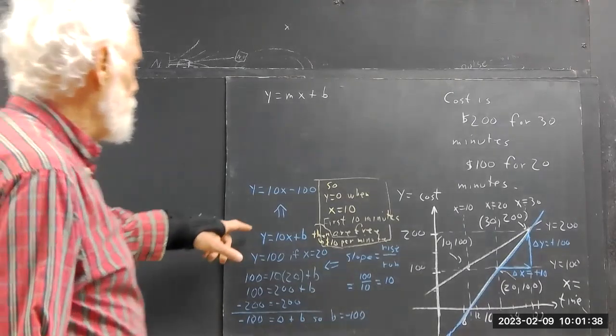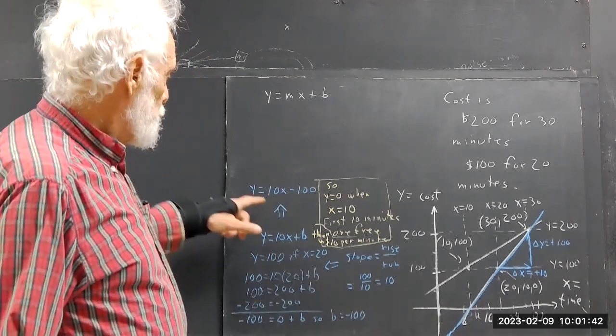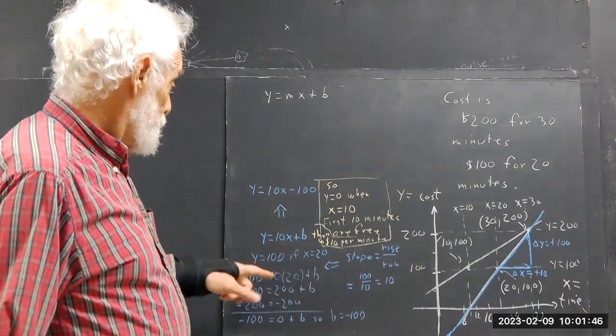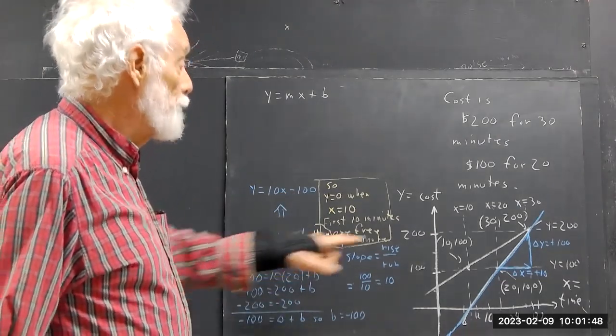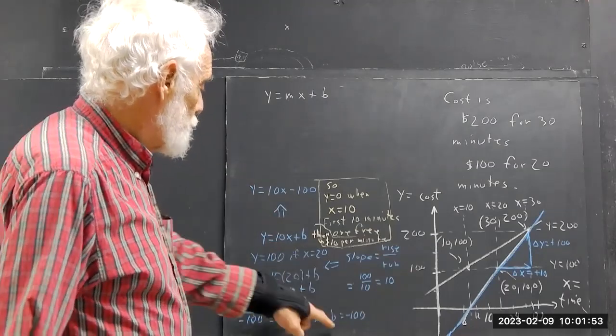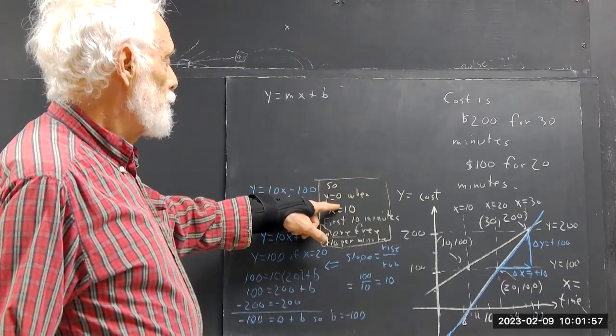Okay, anyhow, so if we solve this equation, we get b equals negative 100. So y equals 10x minus 100. y was 10x plus b when we found the slope. We got the 10x. And when we found b, we got the minus 100. So when is y equals 0? Well, we can estimate from the graph. It looks like 10. And that's what people did.